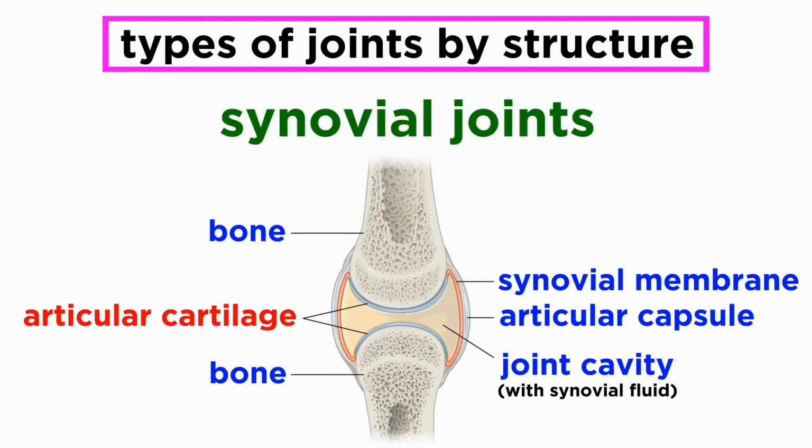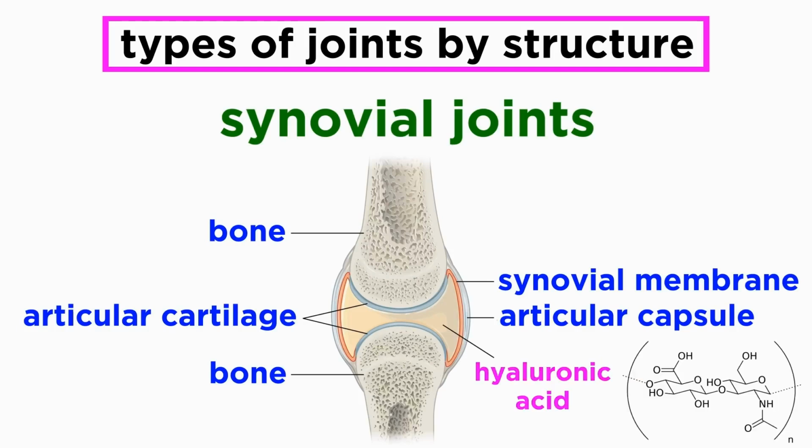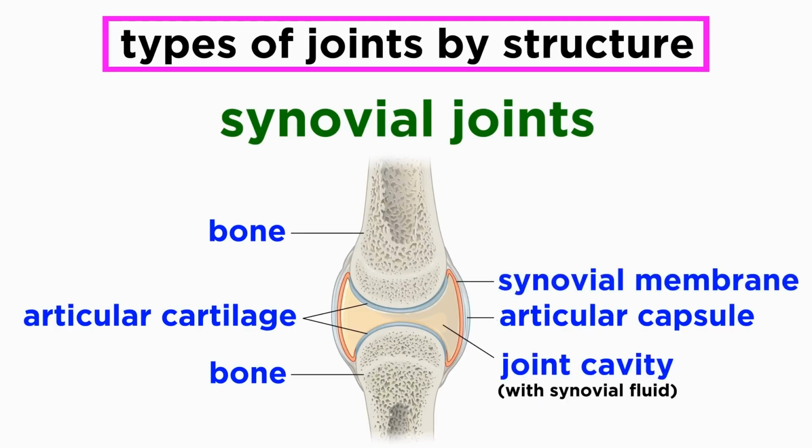First, articular cartilage covers each opposing bone surface, protecting the ends of the bones. Then there is the joint cavity. This contains synovial fluid, which is very viscous, containing hyaluronic acid secreted by cells that are in the nearby synovial membrane. This fluid acts as a lubricant and reduces friction between the layers of cartilage.